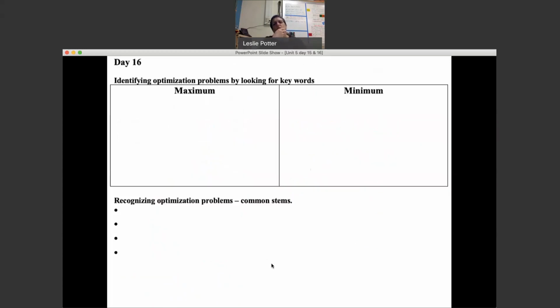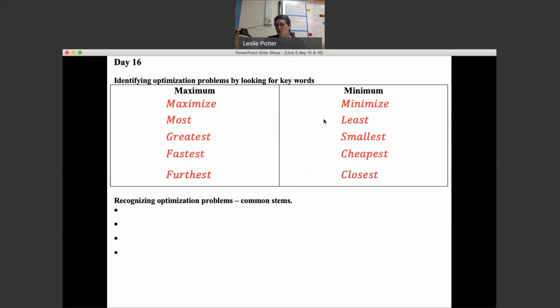Okay, so just looking for keywords here so it's easier to identify optimization problems. Maximum obviously would be something to maximize. The word maximize, or the word most, or greatest, or fastest, or furthest. Those are all indications that you have an optimization problem and you're looking to maximize something. Similarly, if you see the words minimum or minimize, least, smallest, cheapest, closest, those are all indications that you have an optimizing question. It's asking you to find a minimum.